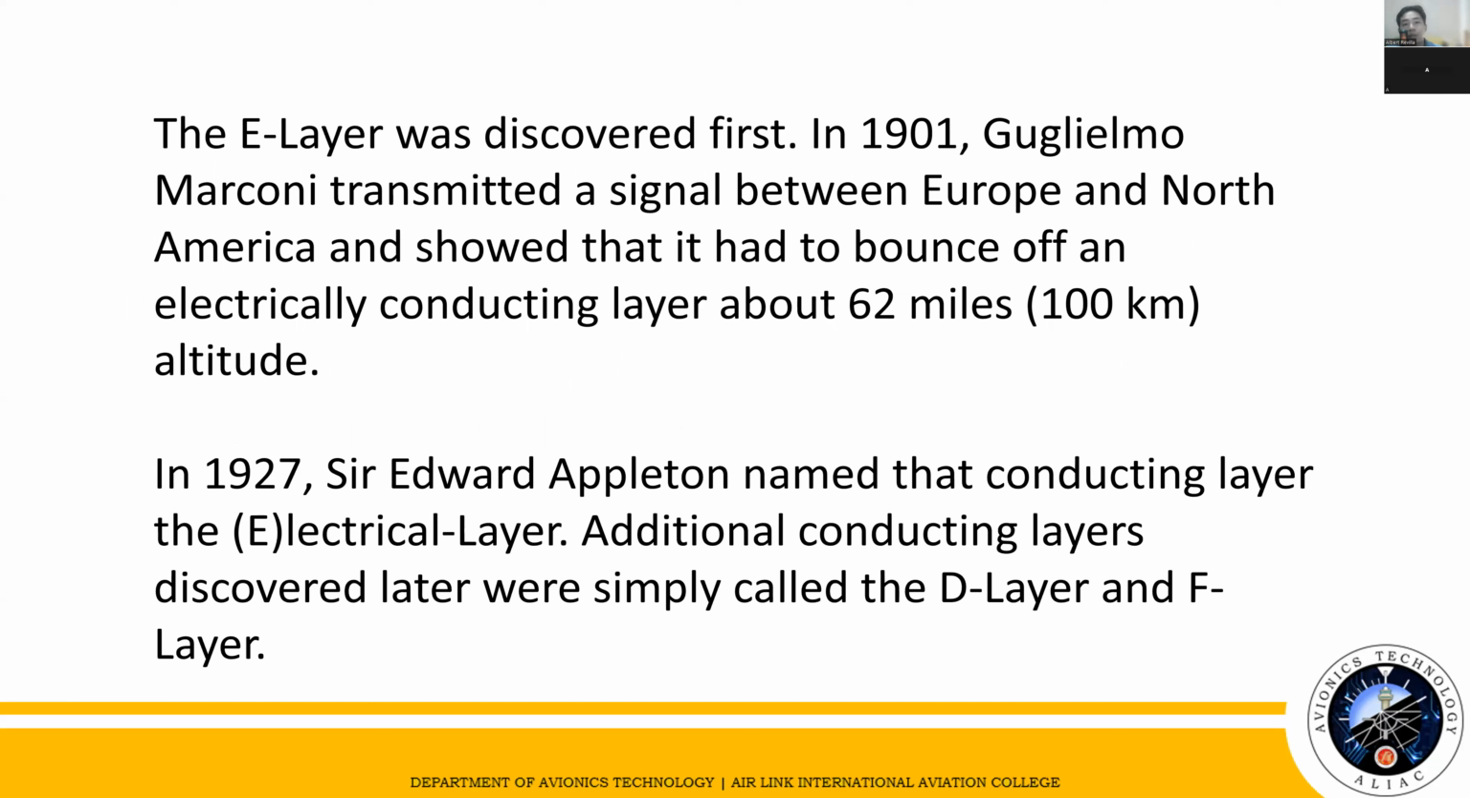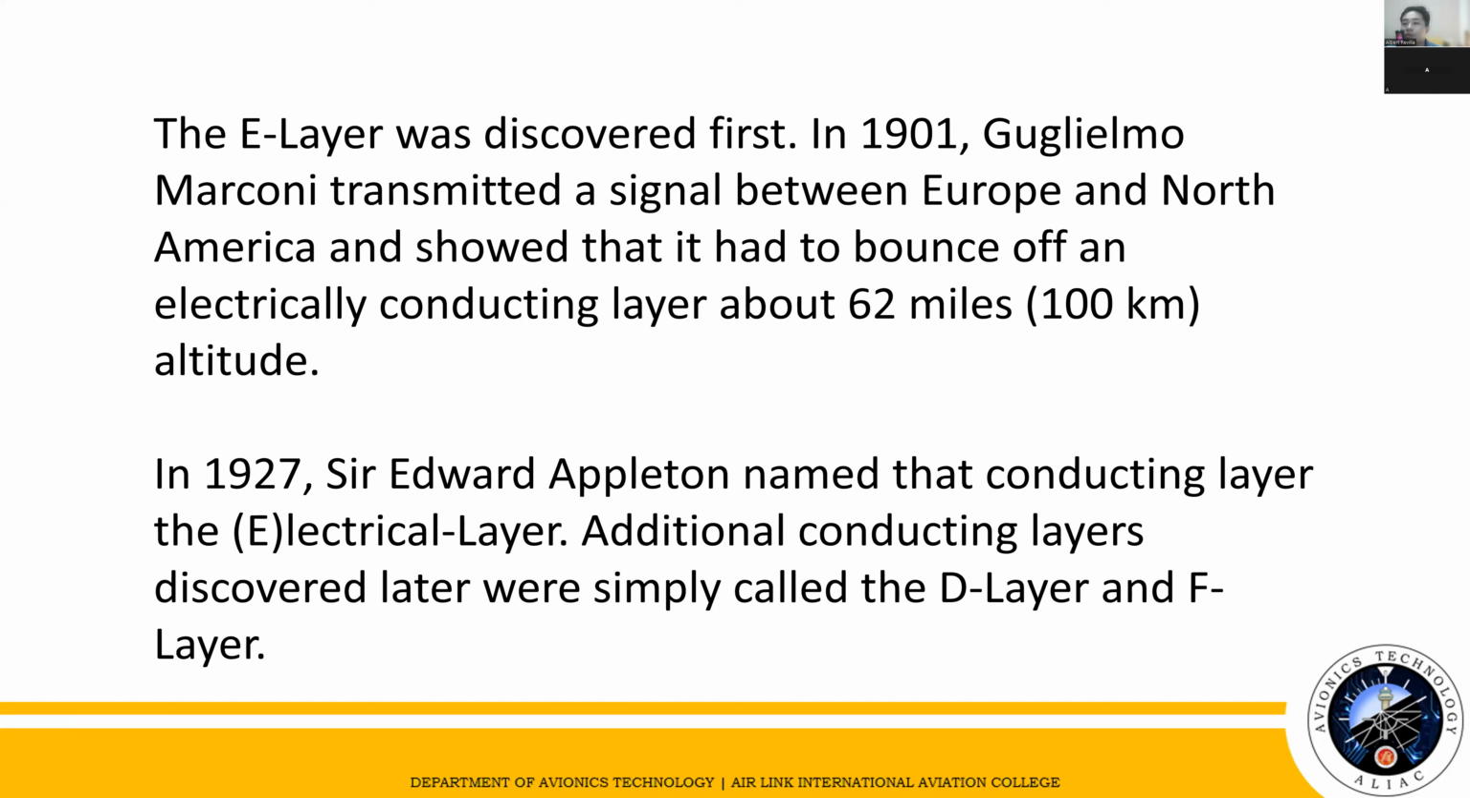So, the E layer was discovered first in 1901 by Guglielmo Marconi, who transmitted a signal between Europe and North America and showed that it had to be bounced off an electrically conducting layer about 62 miles or 100 kilometers in altitude. In 1927, Sir Edward Appleton named that conducting layer the E or electrical layer. Additional conducting layers discovered later were simply called the D layer and F layer.